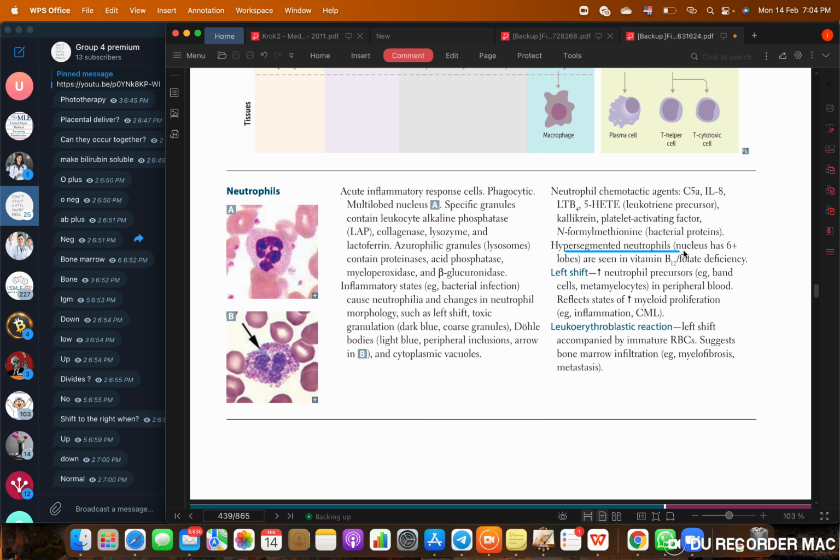Okay, hypersegmented neutrophils, which have more than 6 lobes, can be seen in B12 deficiency and folate deficiency. Between these two vitamin deficiencies, which one will have neurological symptoms?